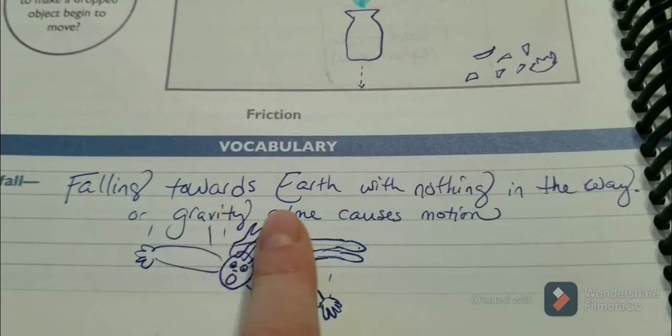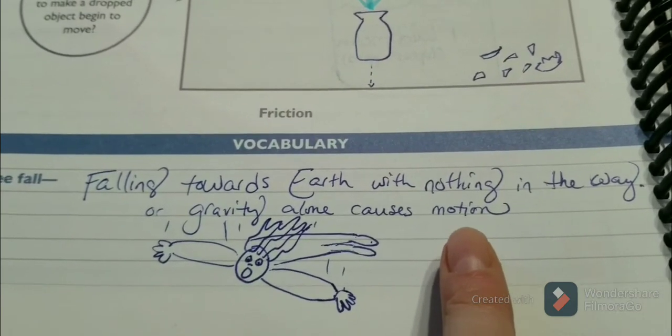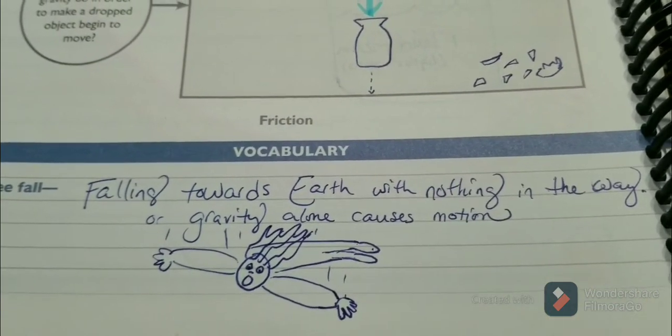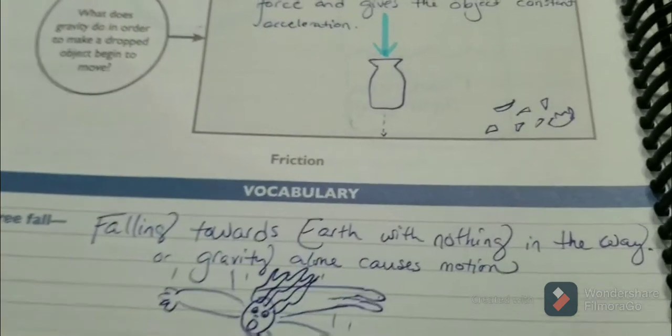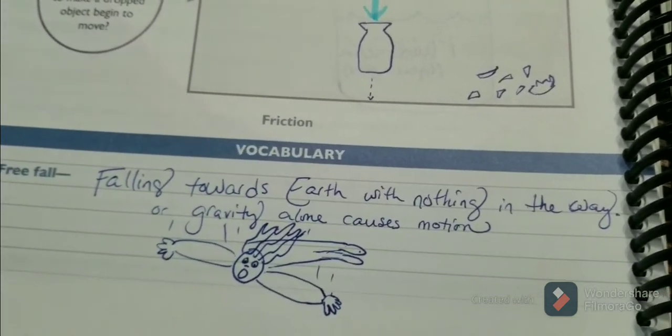Yeah, free fall is just falling towards the earth using gravity and with nothing stopping it for a while, right? Eventually something always stops whatever's falling because you're going towards the earth.